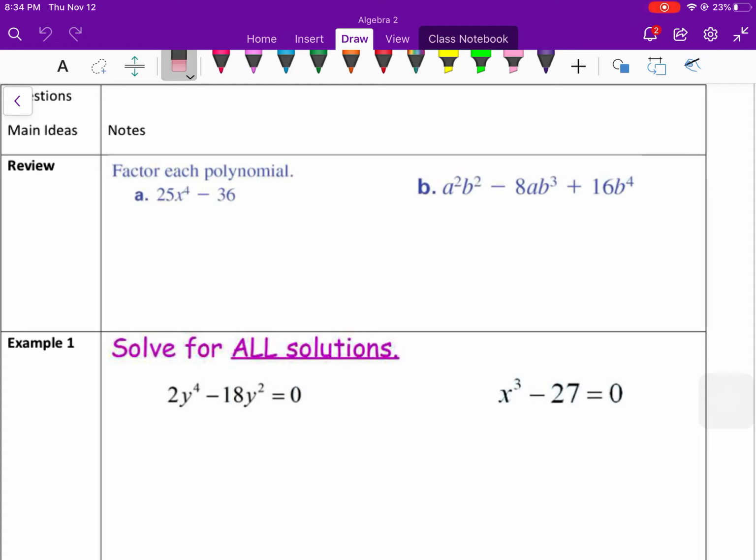So 25x to the fourth minus 36 is actually a difference of perfect squares. You can get 25x to the fourth by multiplying 5x squared times 5x squared. And then you can get 36 by taking 6 times 6. Since the middle equals 0, one will be positive and one is negative. So difference of perfect squares, 5x squared plus 6 and 5x squared minus 6.